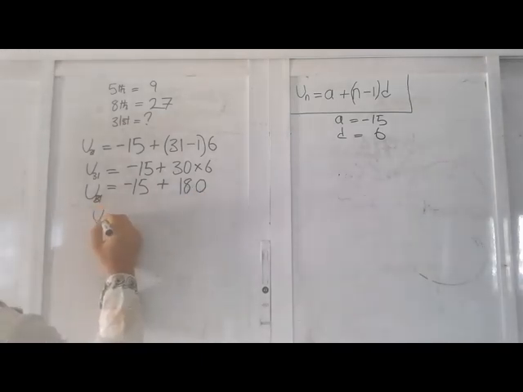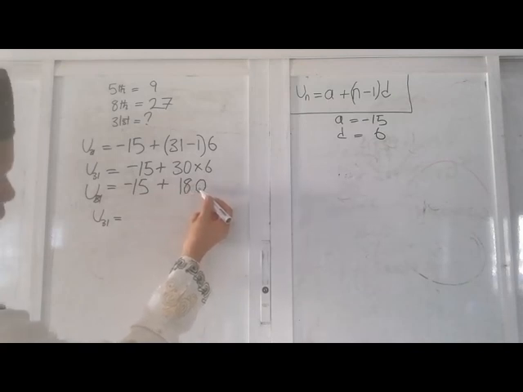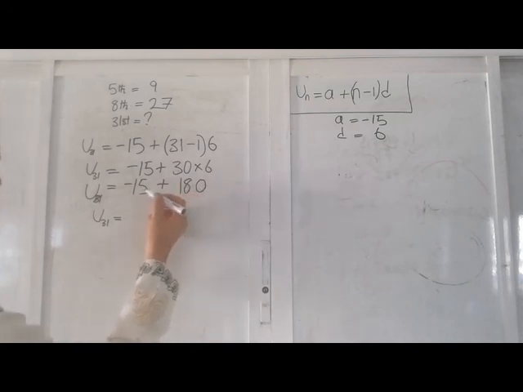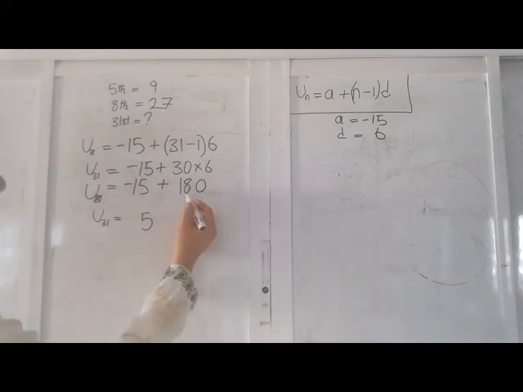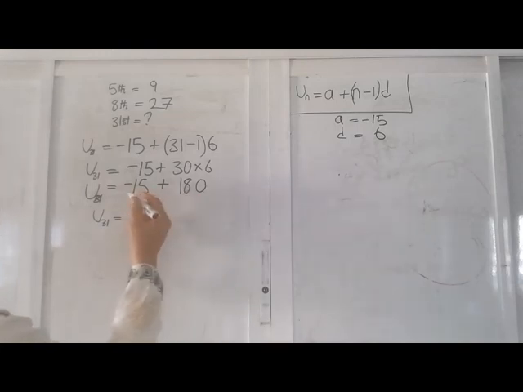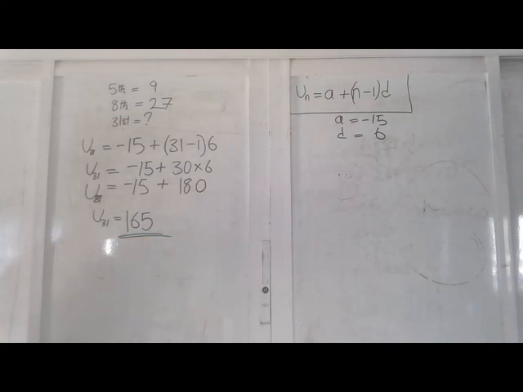So our 31st term will be: 0 minus 5, it won't go. You take 1 from the 8, it makes this 10. 10 minus 5 will give us 5. So this will be remaining 7. 7 minus 1 will give us 6. Then we bring down 1. So our 31st term is 165. Very, very simple, isn't it?